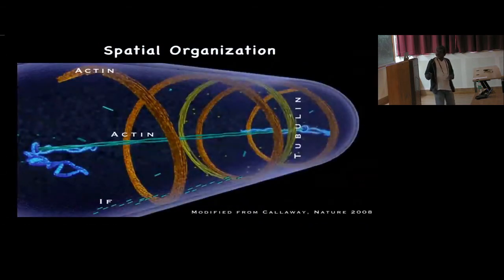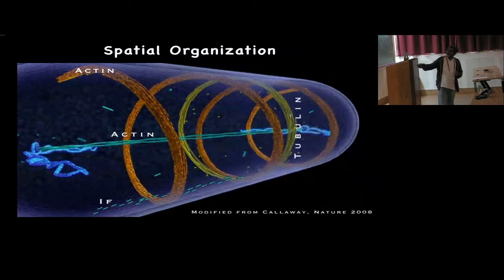So not only are there cytoskeletal proteins, but a lot of work in the last 10, 15 years has gone to show that these cytoskeletal proteins are very well organized into this tiny space of a bacterium. So this length is around 2 or 3 microns. This is less than a micron in size. Here's the actin that organizes into a helical-like structure. This is the FtsZ ring where the septa will form.